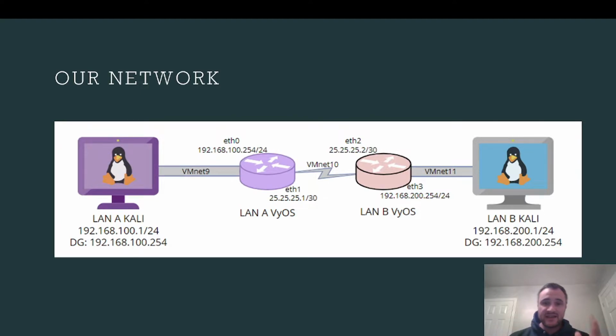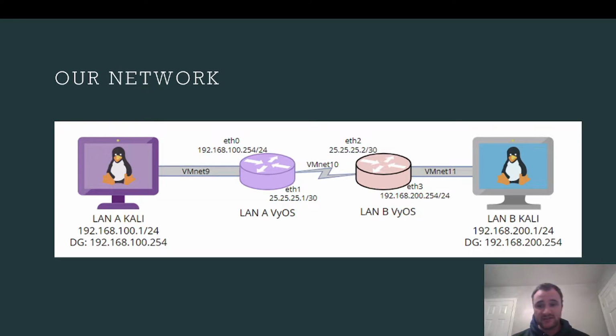So I'm connecting Ethernet 1 on LAN A VyOS and LAN B VyOS, which is what we're going to be configuring, the more sort of peachy colour. So we've got to configure Ethernet 2 as 25.25.25.2/30, which obviously we're talking about CIDRs and slash notation rather than subnet masks because we're now on that level. And then Ethernet 3 on the VyOS for LAN B or Bravo is going to be 192.168.200.254. So that's going to be the default gateway for LAN B.